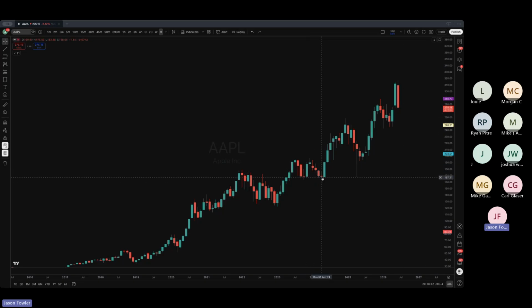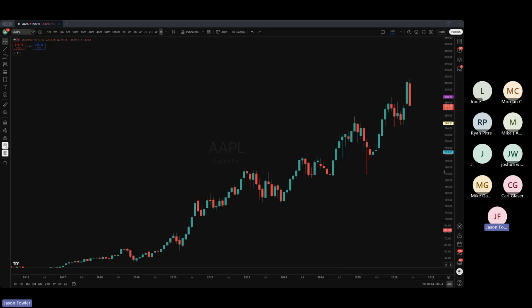This is your basing candle. This is a perfect basing candle. Perfect basing candle here. Okay. So what I usually do, how I draw my zones, is I start at the top of the body of the candle for demand.